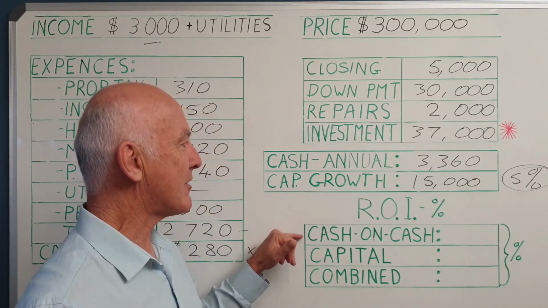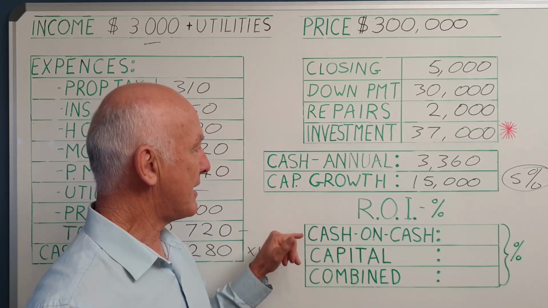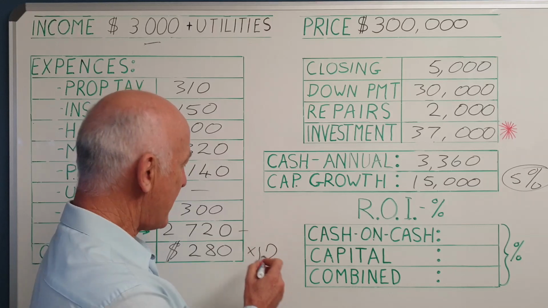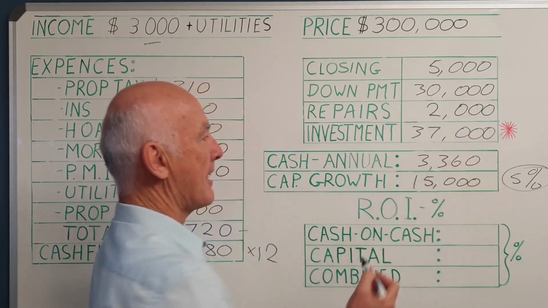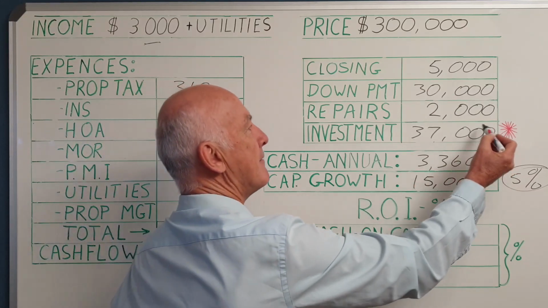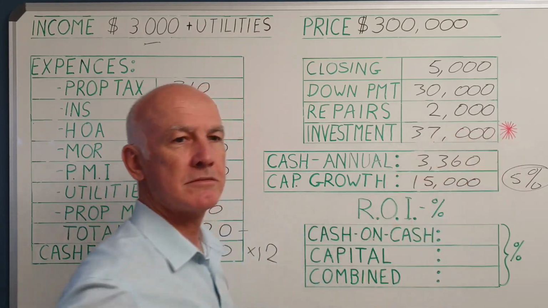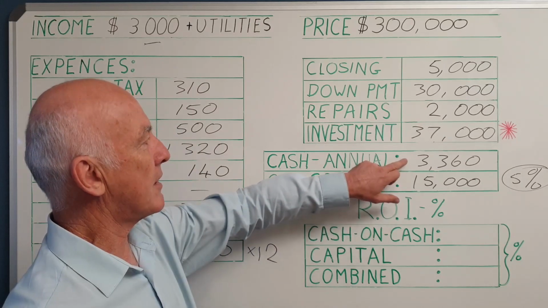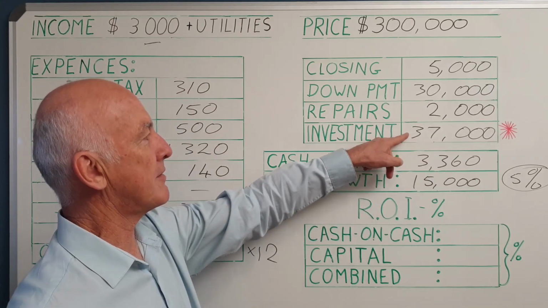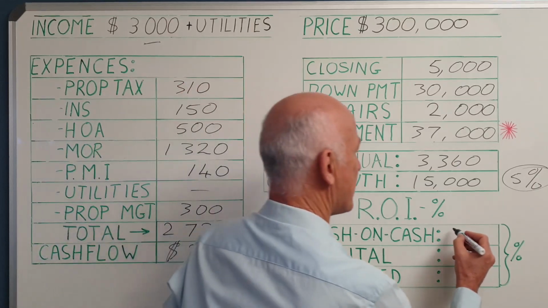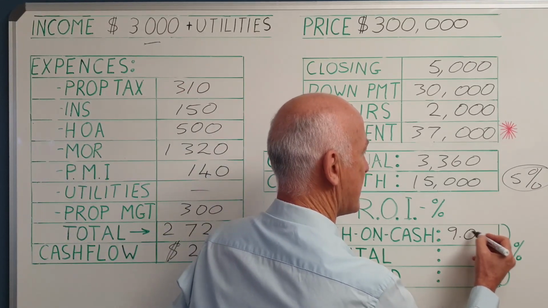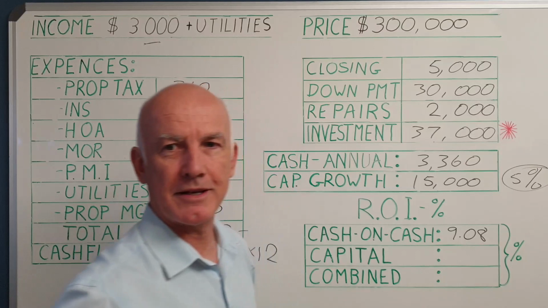The first one is cash on cash. Now this one, we look at cash, that number there, annual cash, divided by the investment cash. So it's 3,300 divided by 37,000, and you express it as a percentage. That comes to 9.08%.